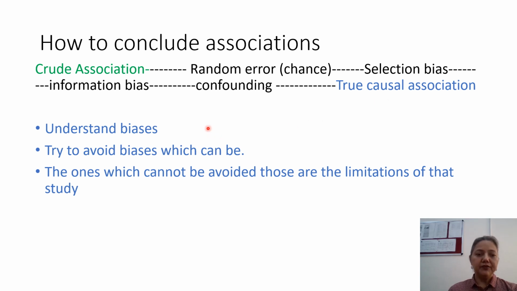So for every study, we should be able to understand what the possible biases in that study can be. We should try to avoid them as far as possible. And if some of the biases cannot be avoided, these will be considered as limitations of the study.